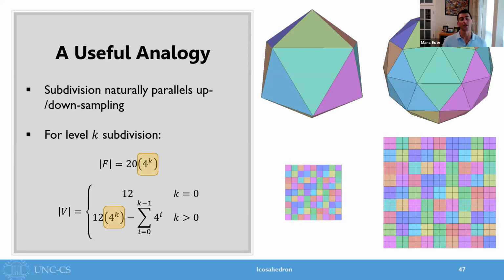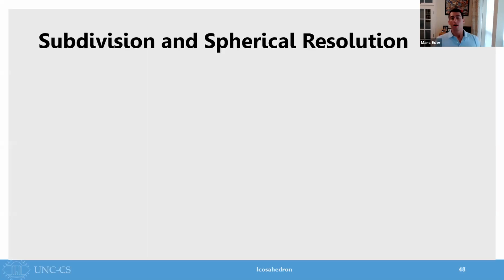This is really nice because our convolutional neural network paradigm, at least, is heavily built on this idea of encoding through downsampling and decoding through upsampling. So this factor of 4 paradigm is naturally built into how we think about convolutional neural networks. So it's nice that this icosahedron parallels that. This simple analogy also allows us to associate icosahedral representations with an equivalent equirectangular representation.